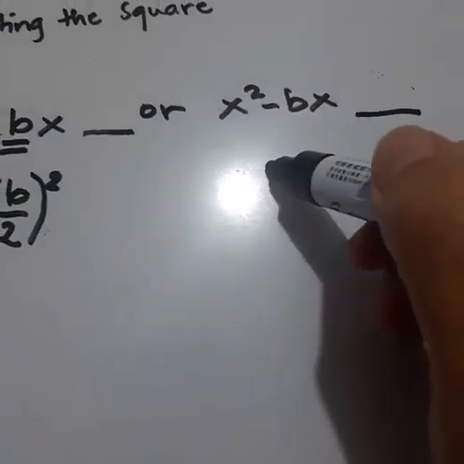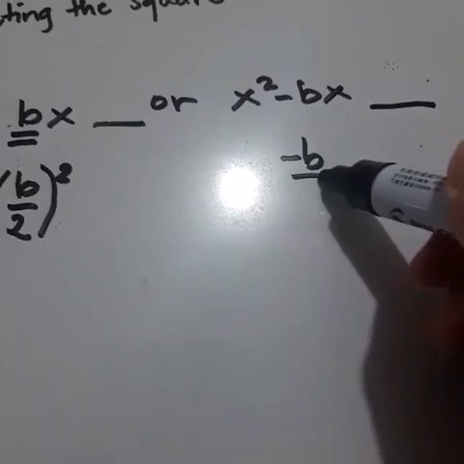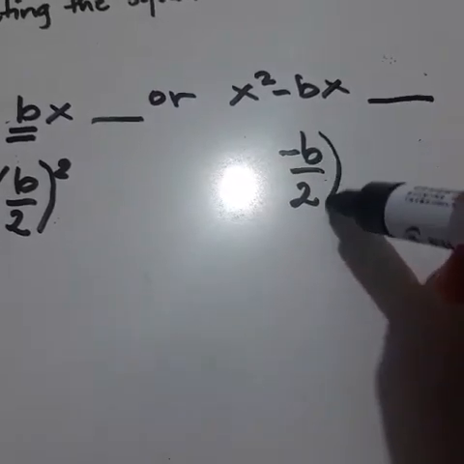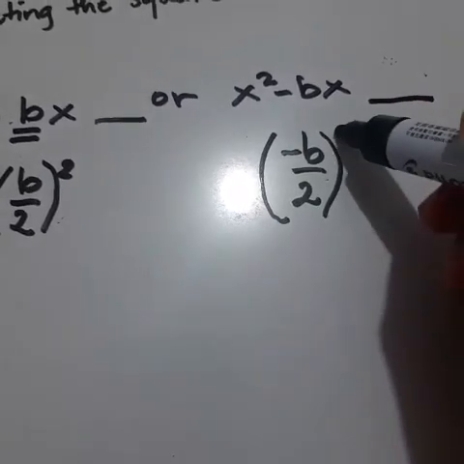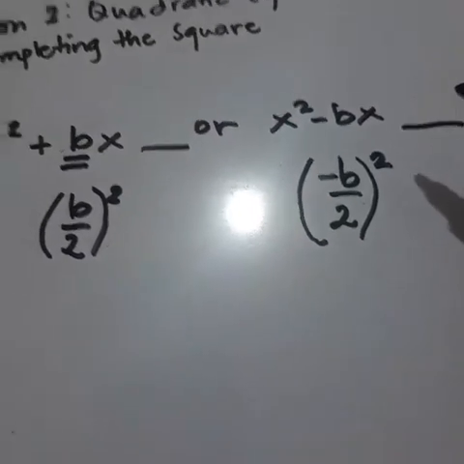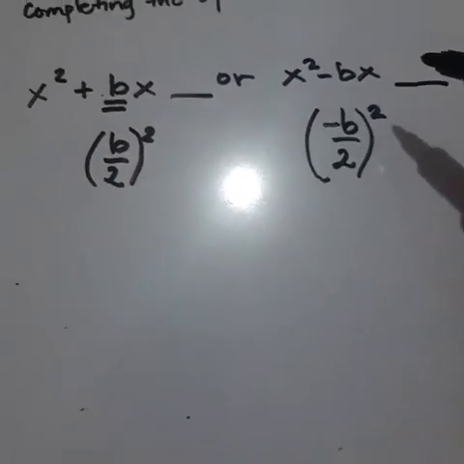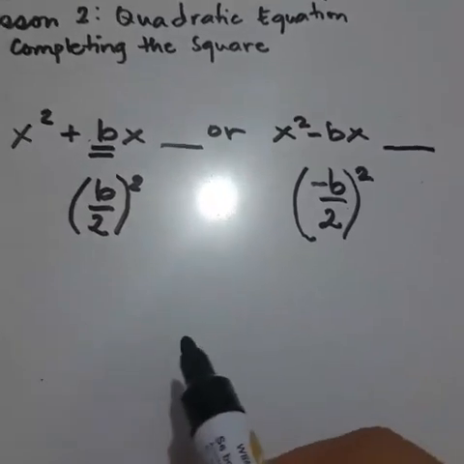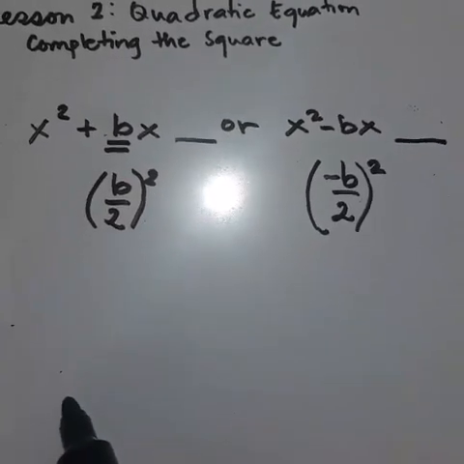That is already your third term. So, dito naman, divide nyo lang siya sa dalawa. And still, kunin yung square. And that is already your third term. Tapos, pwede nyo na siyang i-factor kasi perfect square na siya.